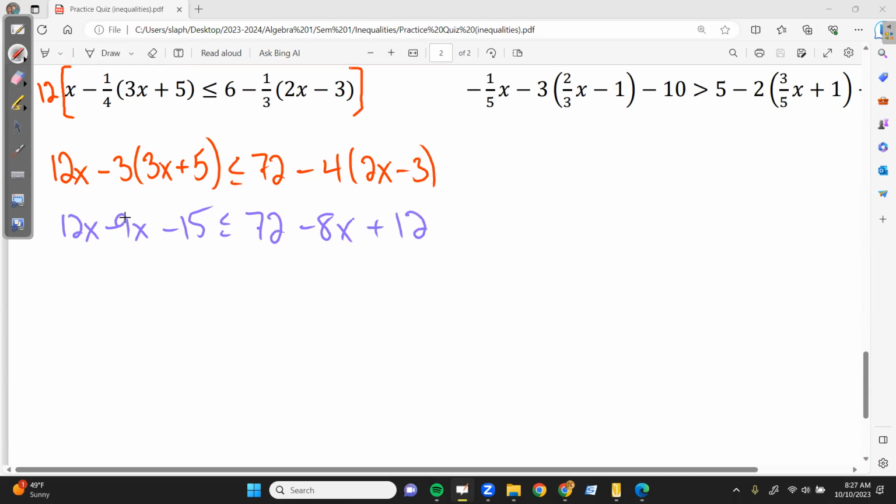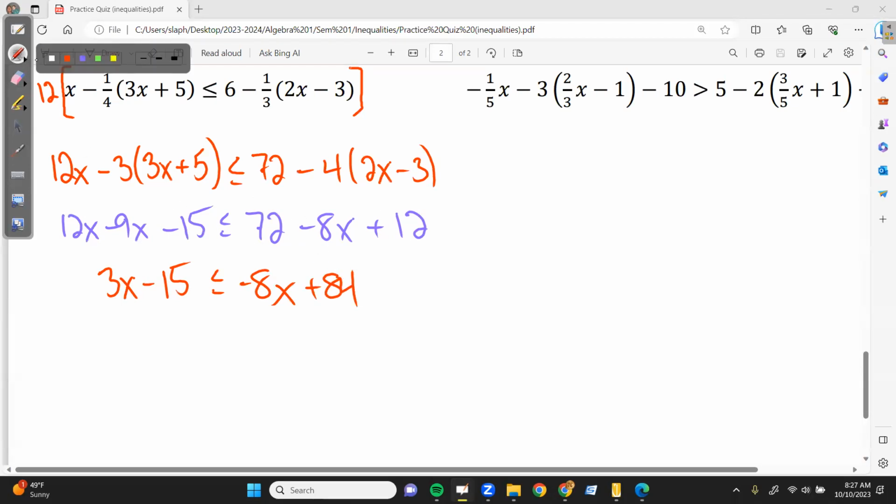Combine like terms and we get back to the crossroads, the place where we almost always get to. 12x's minus 9x's make 3x's. On the right-hand side, 72 and the 12 this time are the like terms and they make 84. I'm going to do two steps at once. I hope you're good with that. I'm going to add the 8x across to give me 11 of those guys. And then I'm going to turn right around and add that 15 back across, which is going to give me 99. Nice. And then I'm going to divide by 11. I'm not going to switch the sign because I'm dividing by a positive. X is less than or equal to 9. Solid circle at 9. Graph to the left.